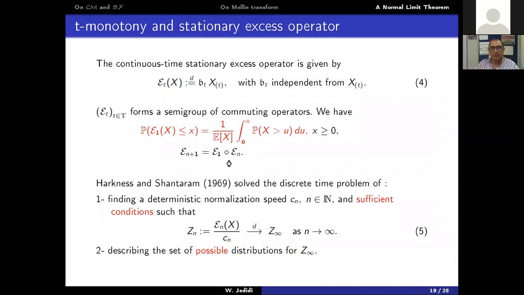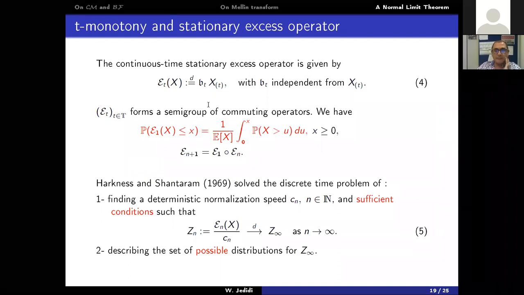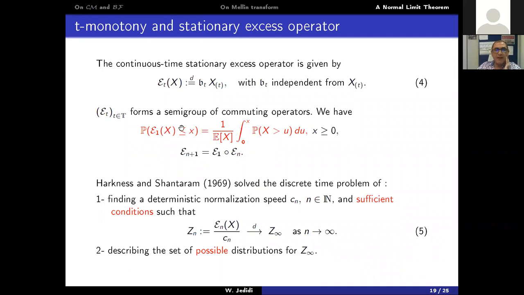And now we focus on the famous problem of Harkness and Shantaram, 1969. How do they state it? They start with a distribution X and they apply what they call the stationary excess operator. That means they are modifying the original distribution and building a new one by this operation. And they consider the iterates of this operator.